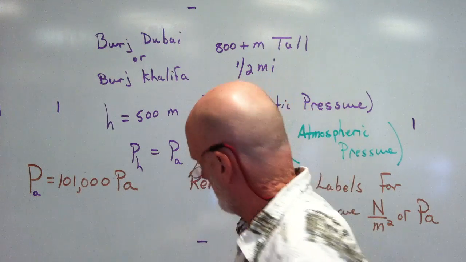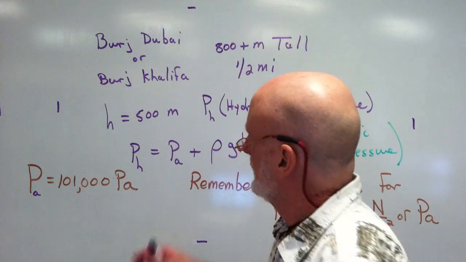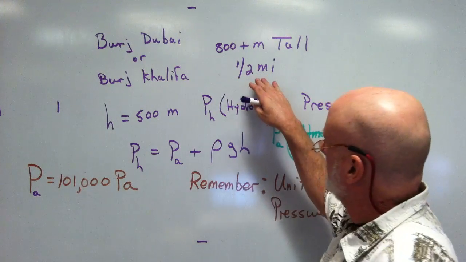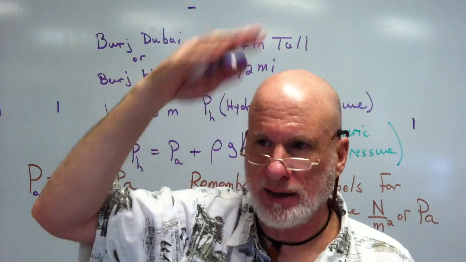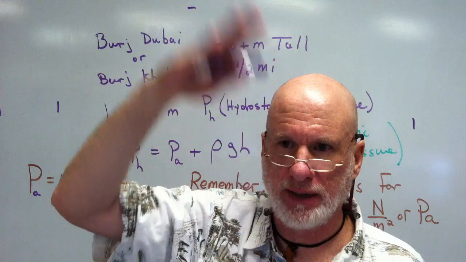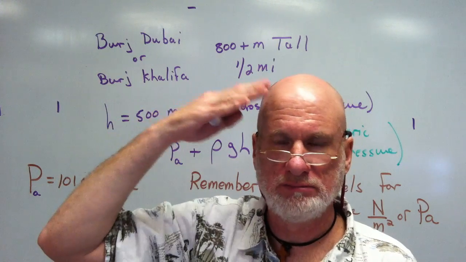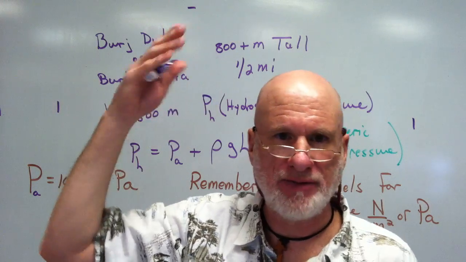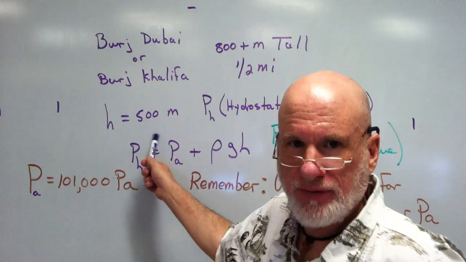Okay, now, let's review a few points here when we do this. The Burj Dubai is very tall. We're not even worrying about the entire height of the building. We just want to talk about 500 meters, 5/8 of the way up the building. So the height is going to be 500 meters.